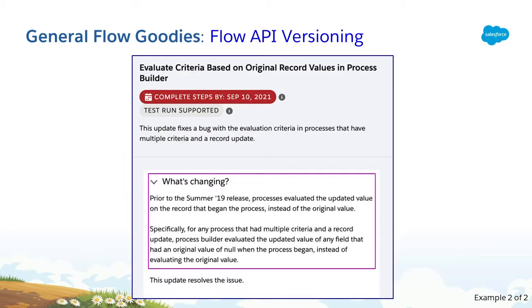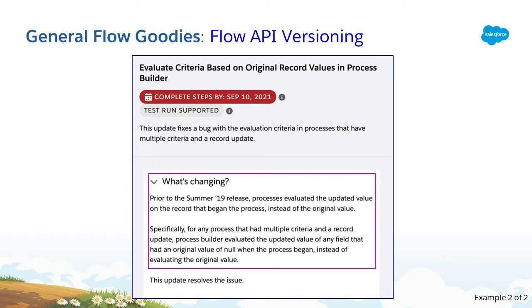Here's a critical update called Evaluate Criteria Based on Original Record Values in Process Builder. Now there's a mouthful. Put plainly, suppose you have a record that a process builder process runs against, such that a field on that record has a null value at the beginning of the process. Then at some point during the execution of the process, the value in that field is updated from its original null value to a new non-null value.